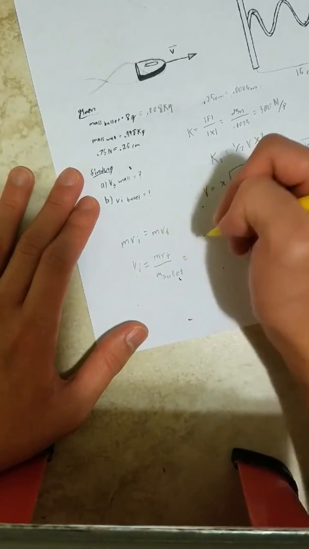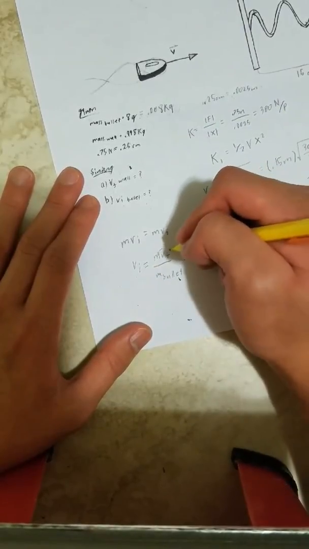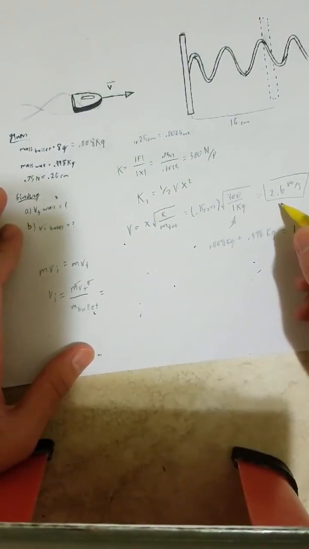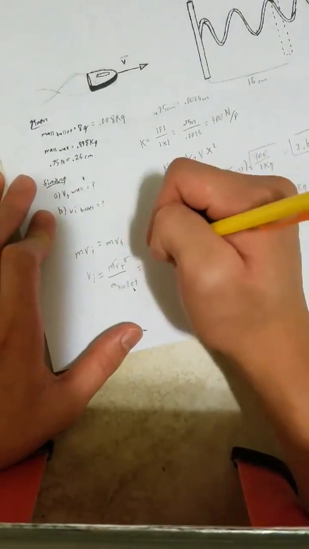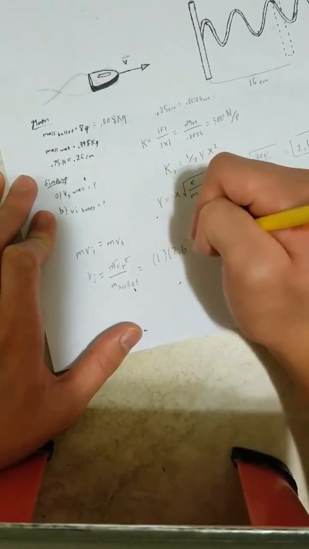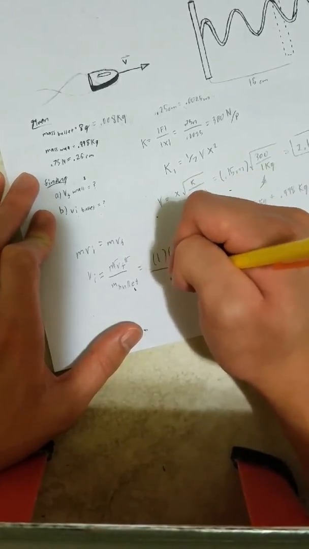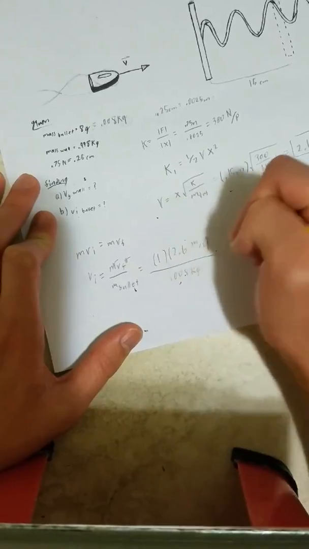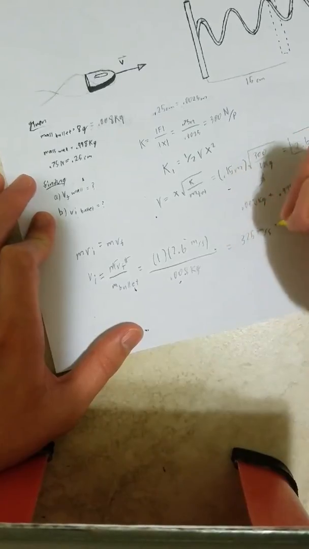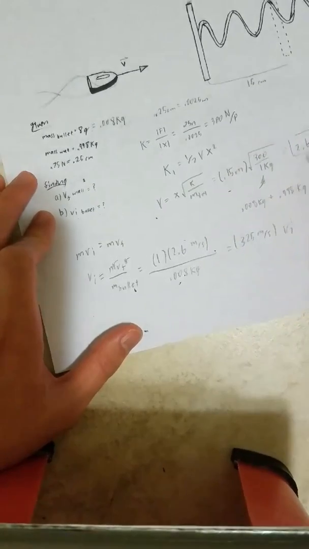Then you set it equal to the equation. This is the mass total, and this would be the final velocity, which we already solved in the previous equation, which is 2.6 meters per second. So plugging those in, 1 times 2.6 meters per second divided by the mass of the bullet, which is 0.008 kilograms, you end up getting 325 meters per second for velocity initial, and that's how you solve the equation.